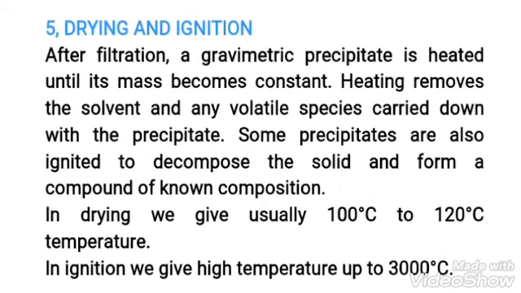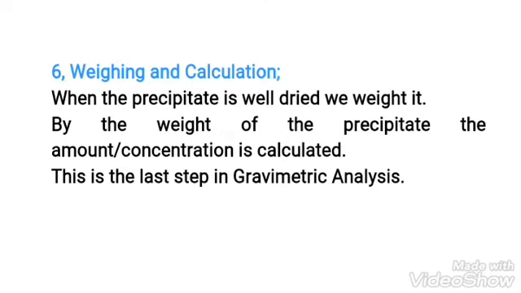5. Drying and ignition. After filtration, a gravimetric precipitate is heated until its mass becomes constant. Heating removes the solvent and any volatile species carried down with the precipitate. Some precipitates are also ignited to decompose the solid and form a compound of known composition. In drying we usually give 100 degrees C to 120 degrees C temperature. In ignition we give high temperature up to 3000 degrees C.